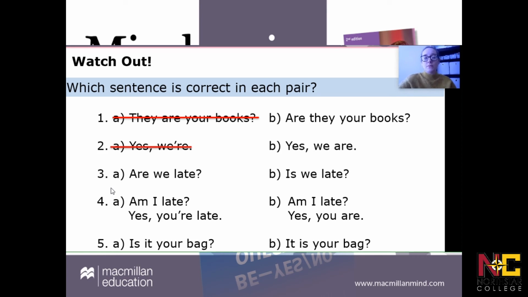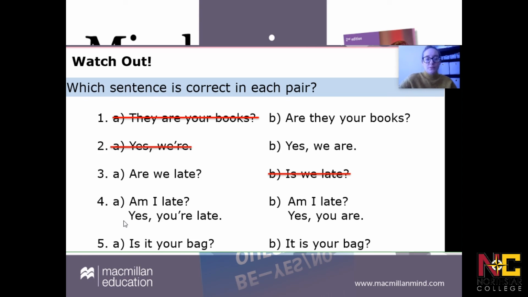Number 3, A, are we late? B, is we late? Which is correct? A. We have to use the be verb are because we have plural, we. Is, over here, is singular. So you have to have both be plural, are, we.